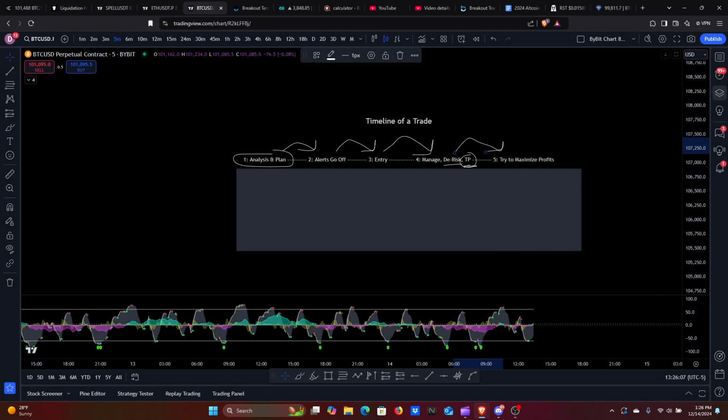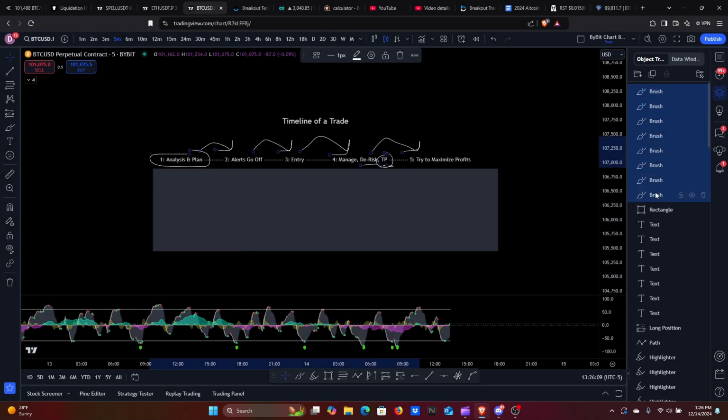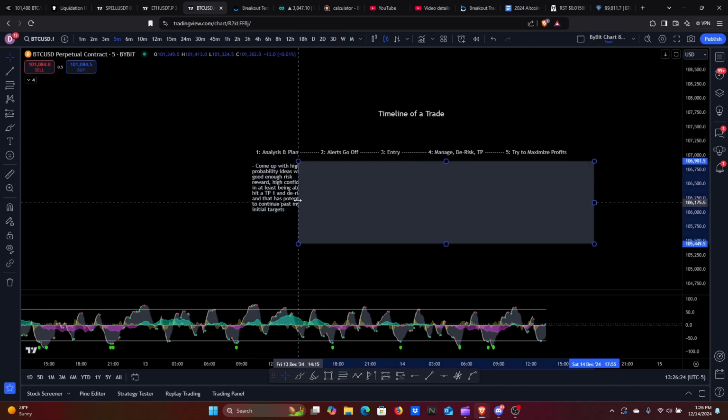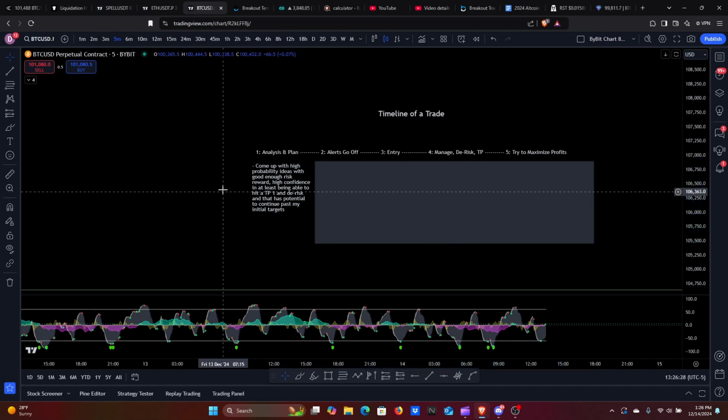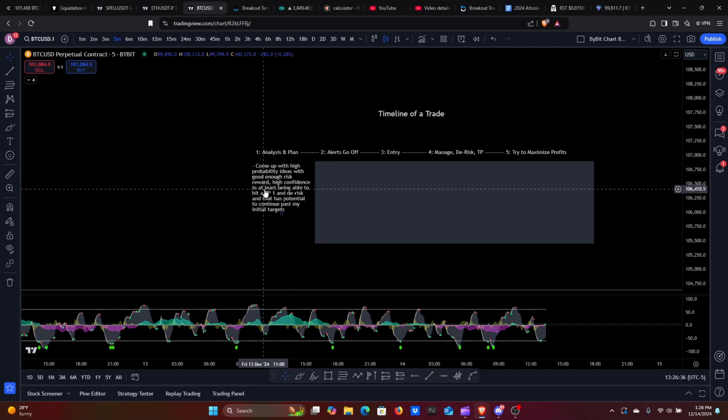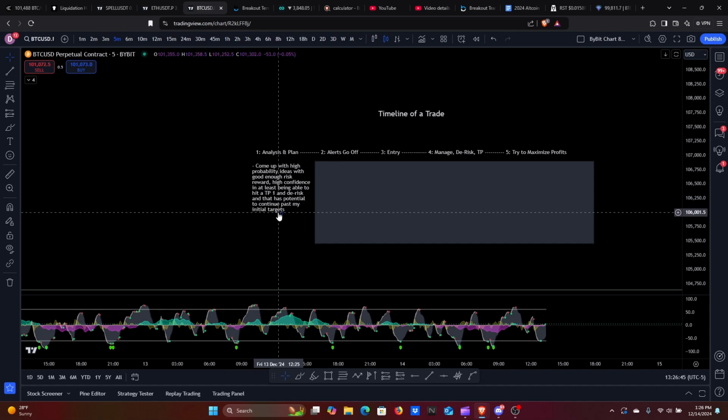So now let's go over these things in a bit more detail. First, I could spend hours talking about how I do analysis and how I plan trade ideas, but very simply, just to keep things brief, my goal is to come up with high probability ideas with good enough risk reward, high confidence, and at least being able to hit a TP1 and de-risk that trade, and that has potential to continue past my initial targets.